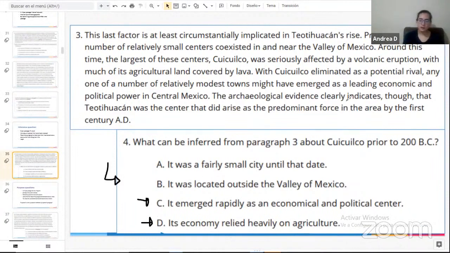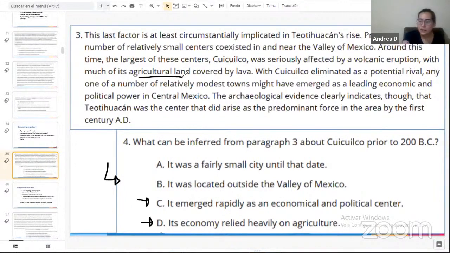So any of you guys, Diego or Daniela, could explain why D is the answer, or could be the answer? Because in the paragraph it said that the volcanic eruption affected its agricultural land. So I suppose that its economy relied heavily on agriculture. Okay, nice, Diego, thank you.